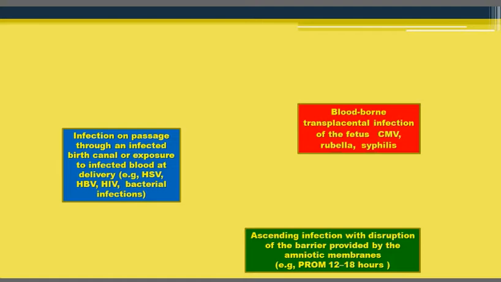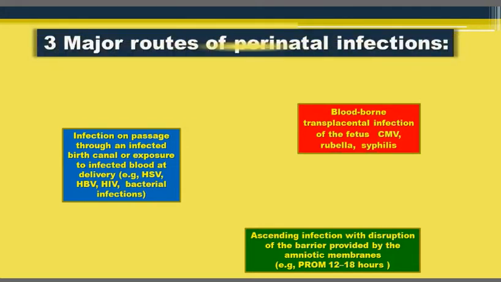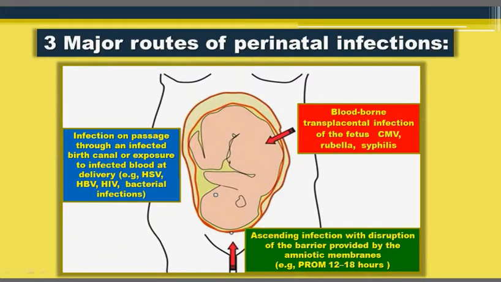During or shortly after the delivery or after birth. As you see here, if we start with the red, it is a blood-borne, or what we call a transplacental infection of the fetus. This is, for example, cytomegalovirus and rubella. We will talk about this in the congenital infection or TORCH infection in the next lecture.